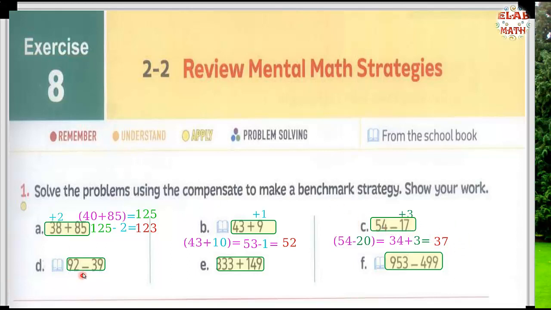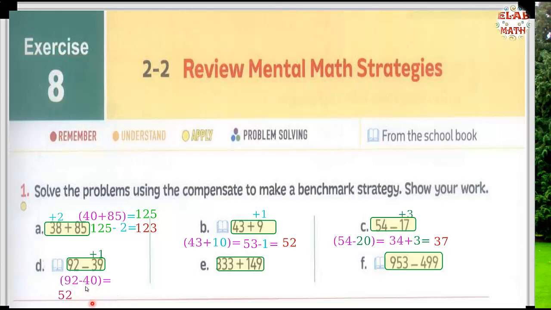Next one, we have a subtraction statement. 92 minus 39. Where is the subtrahend? The subtrahend is the smallest number, 39. You can add 1 to 39 to make 40. After that, you can make the subtraction. 92 minus 40 equals what? Take ones with ones, tens with tens. 2 minus 0 is 2. 9 minus 4 is 5. So the answer is 52.